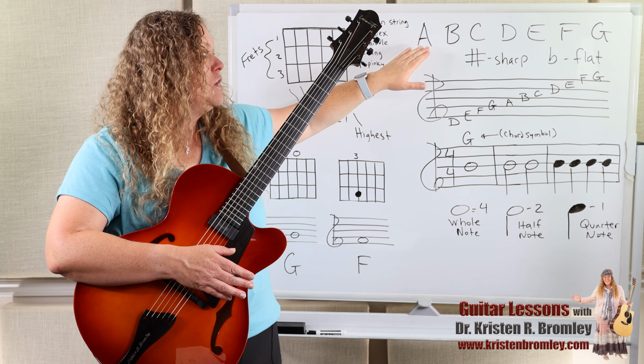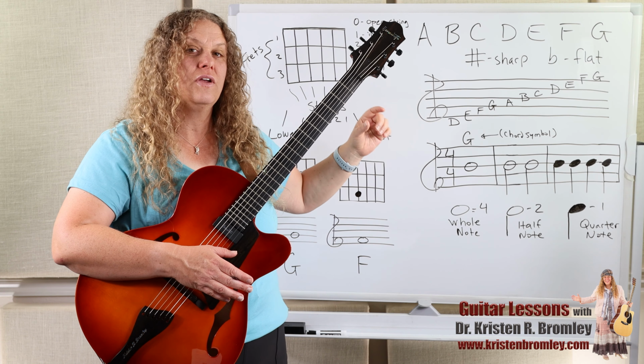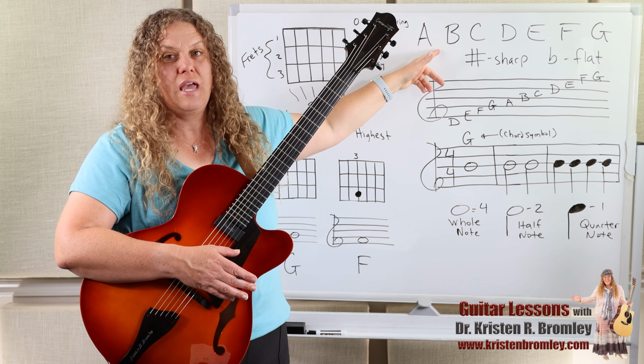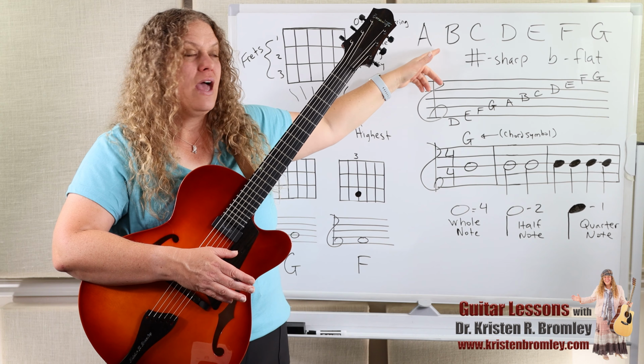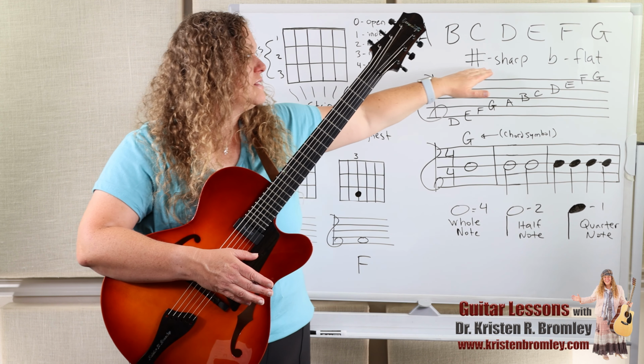So, for example, between A and B, there is a pitch which could be known as A sharp or B flat. And so sharp looks like a pound sign or a hashtag sign. This is a sharp.